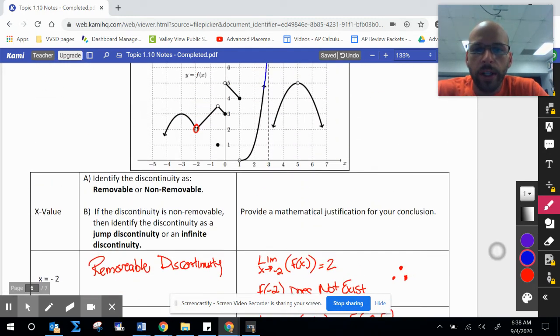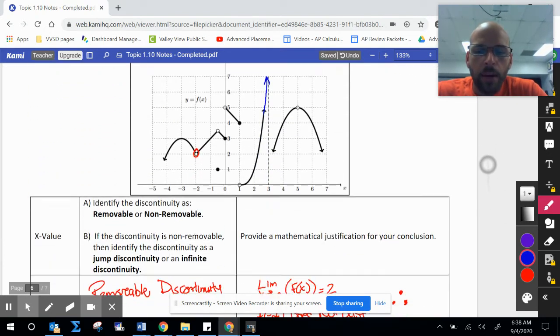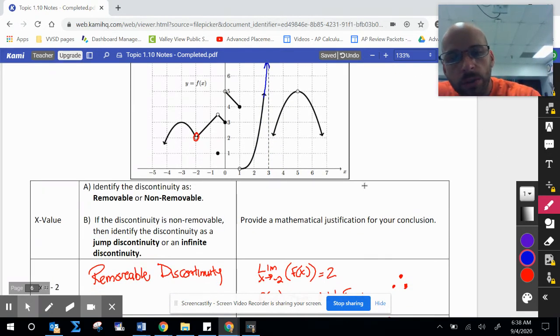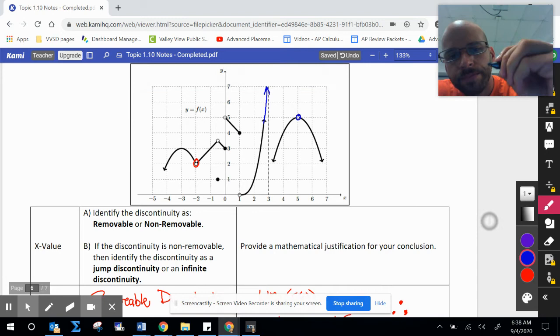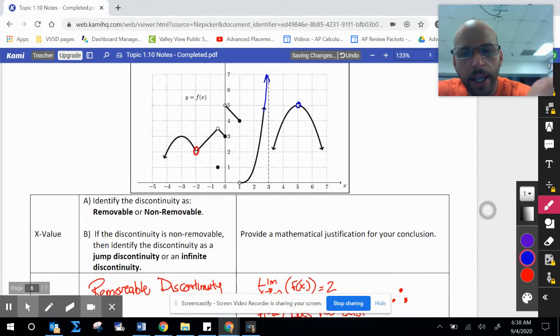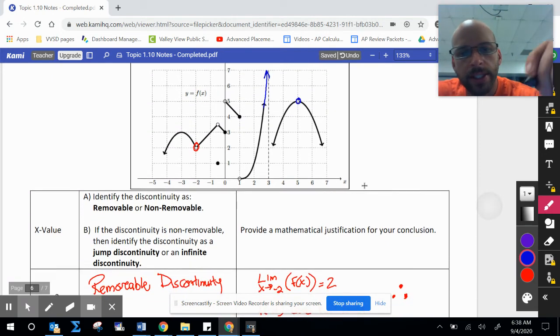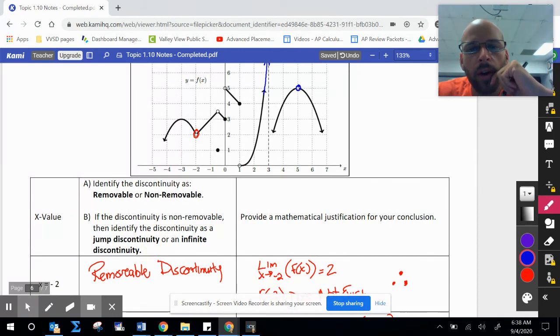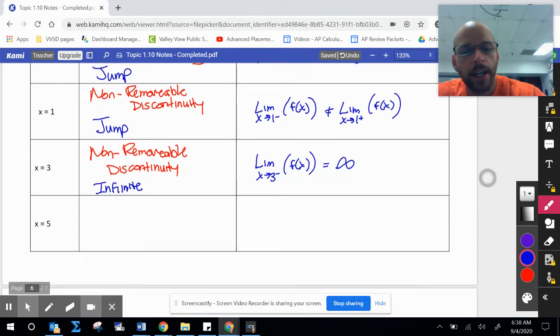Okay. Last one is number 5. On number 5, or x equals 5, I have this point here. In this case, the limit does exist. However, the output does not. So the limit will go to the y value of 5. So we can write that down.